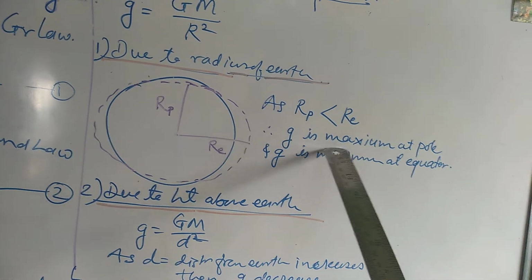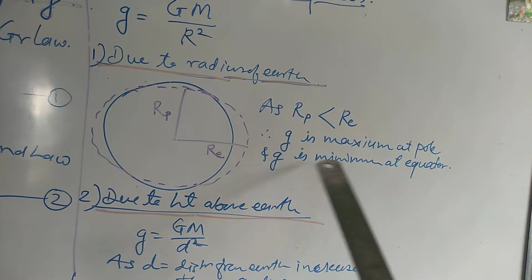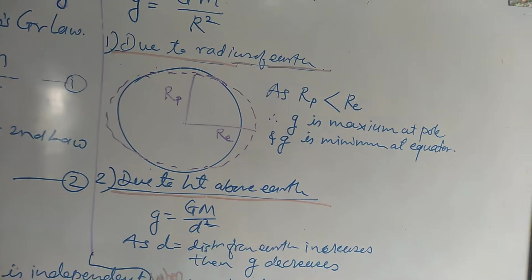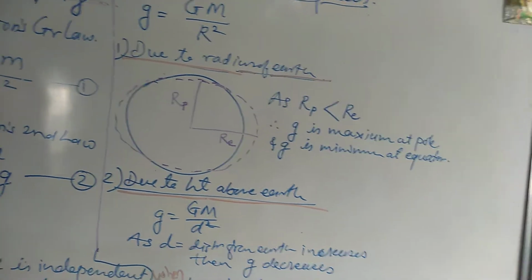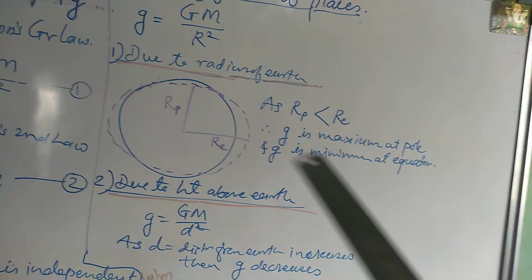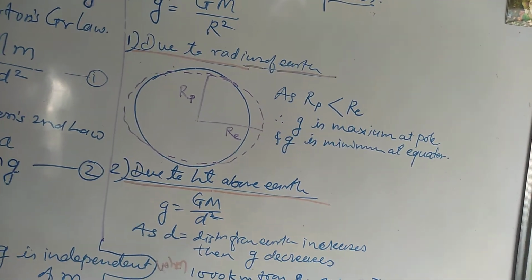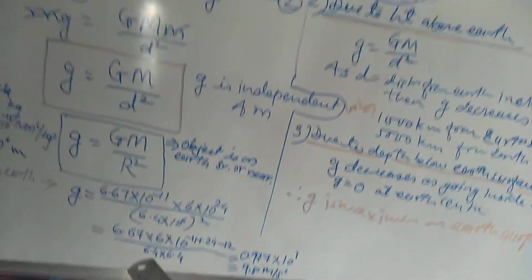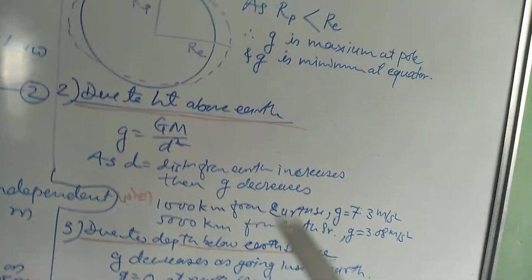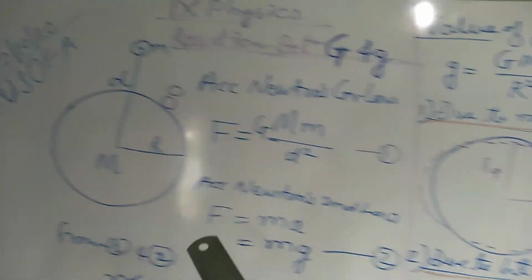It means g will be maximum at the pole and the acceleration due to gravity will be minimum at the equator. A little bit of difference is there in the value of g at the equator and pole, but all over the earth surface approximately it is taken as 9.8, and how it is taken, we have already seen in the last video.